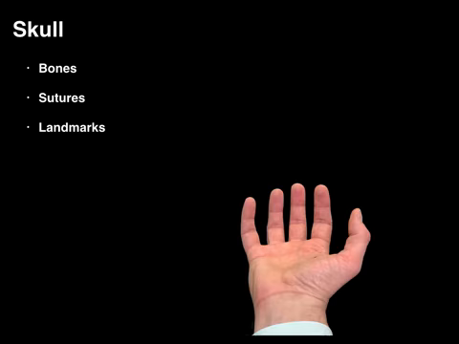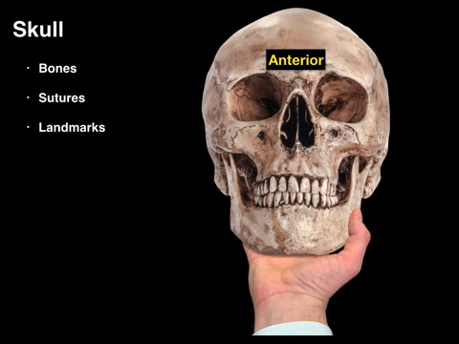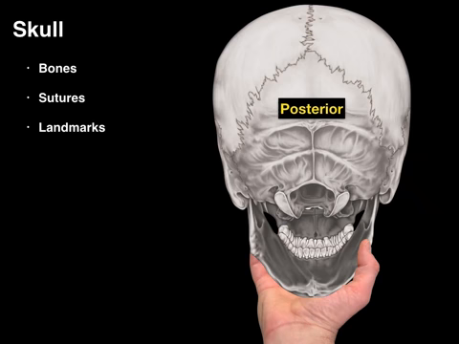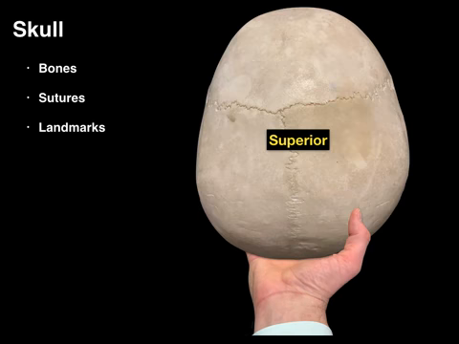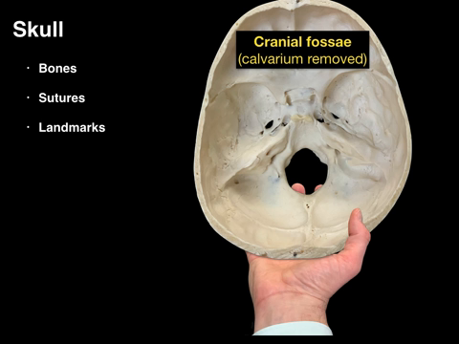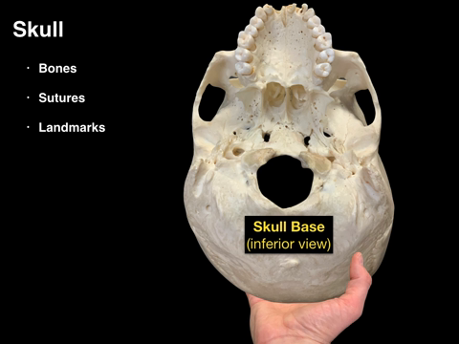And so the skull, to cover it today, we're going to do the following. We're going to talk about the bones and the sutures and the landmarks in the following way. We're going to do bone sutures and landmarks in the anterior part of the skull, then lateral part of the skull, then posterior, then superior, then take the calvarium off and look at the cranial fossae with the calvarium removed, and then look at the skull base of the inferior view.